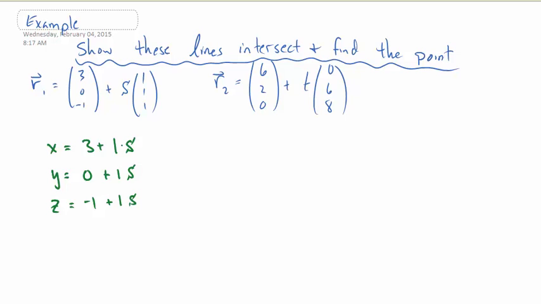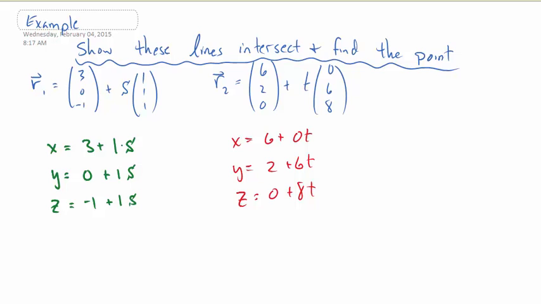If you're really doing well, you found the parametric equations for R2D2. Get it? Star Wars, I'm funny. We're moving on. For R2, we get x equals 6 plus 0t. For y, we get 2 plus 6t. And for z, we get 0 plus 8t.